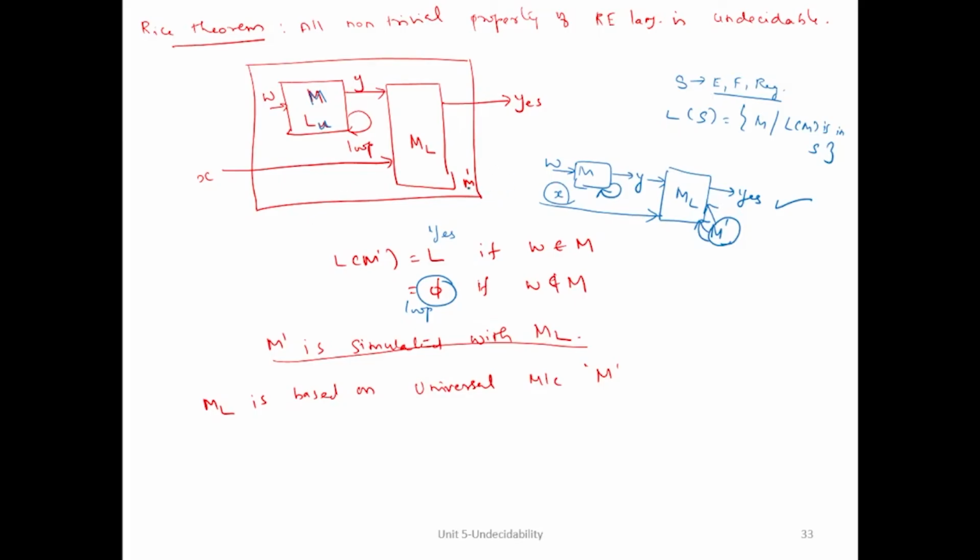So the working principle of M dash is simulated with ML, but the machine ML is working based upon the universal machine M. So by the theorem, LU is a non-recursive language. Therefore, the output of M dash cannot be predicted as accept, reject or looping state. So all non-trivial properties are surely undecidable problems. So this is the proof for Rice's theorem.